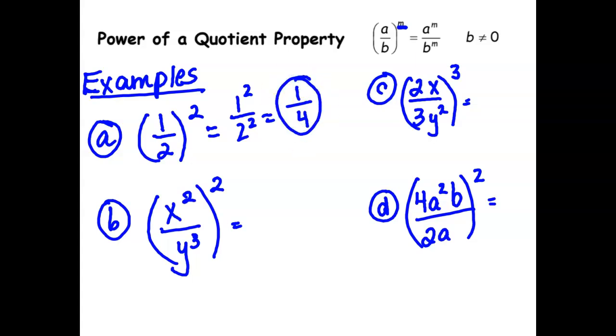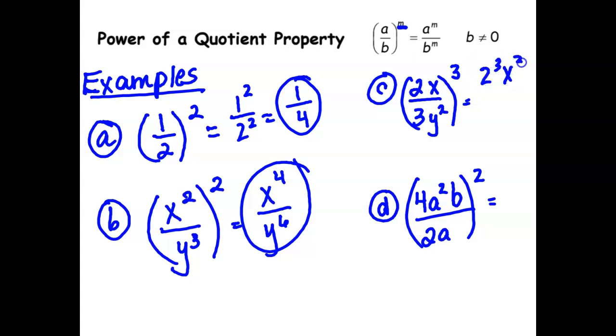Okay, with b, we're going to take the numerator. x squared to the 2nd power would be x to the 4th, and the denominator, we take y to the 3 times 2, which is 6. Okay, c, we would raise 2 to the 3rd power, x to the 3rd power, 3 would be to the 3rd power, and y would be to the 6th power.